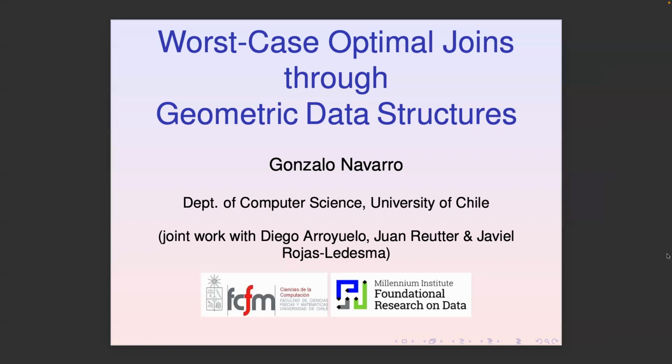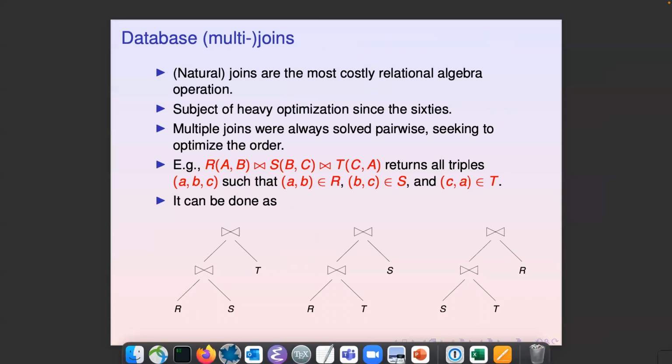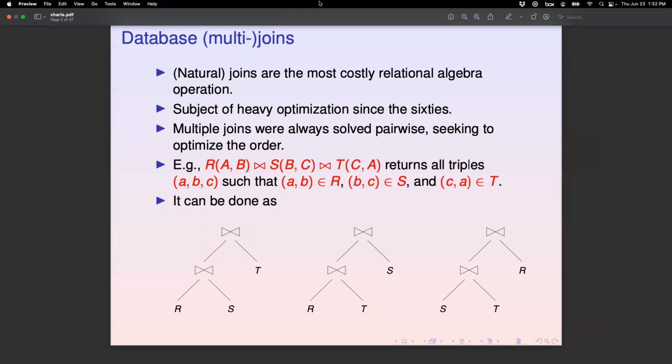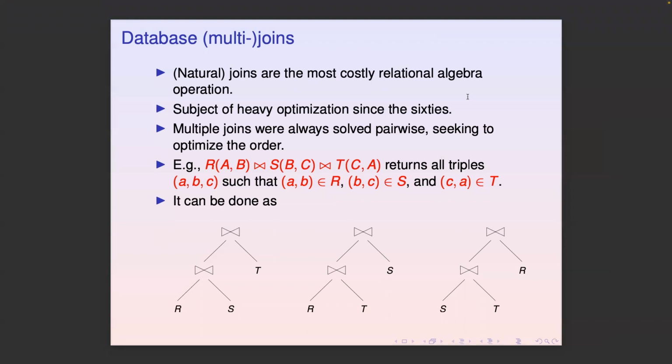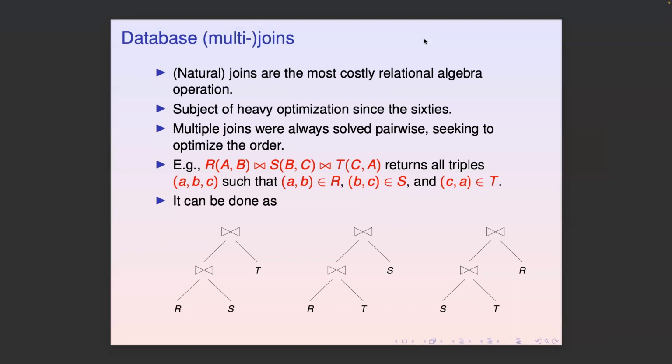What it's about is database joins, more precisely natural multi-joins, which is the most expensive operation in the relational algebra, and which has been the subject of a lot of optimization in database engines since the 60s. Always this optimization assumed that if you have a multi-join, a join between several tables, you would proceed pairwise. You would take two of the tables to join them, and then the result you would join with the third one, and then the whole point is what I join first.